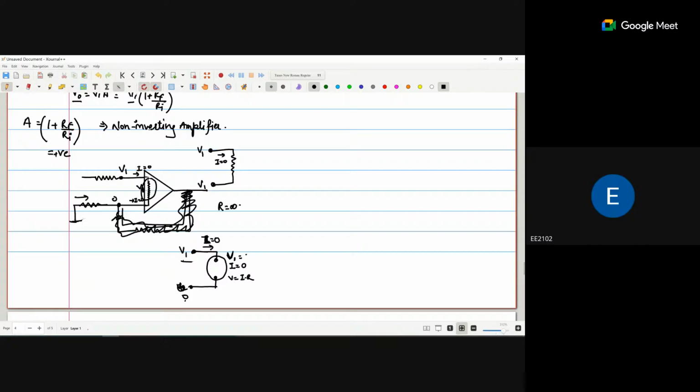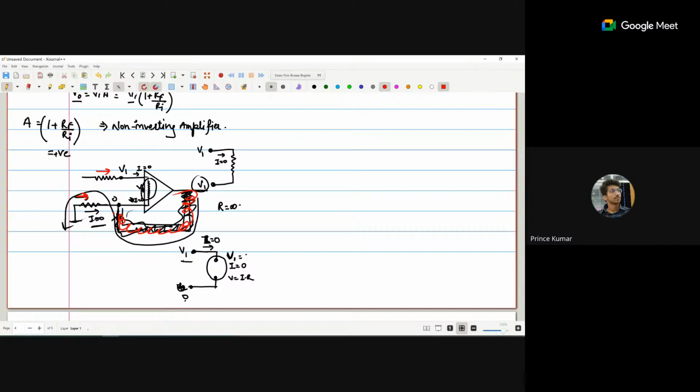Why? Because this terminal is grounded, so the current is already 0, and basically the current in this branch is also 0. But because of this path, because of this Vout voltage, Vout will pass through this to ground, so maybe there is some current. If this path is not available, we consider the current in this branch is also 0.